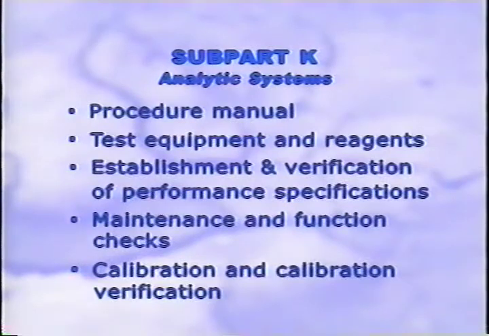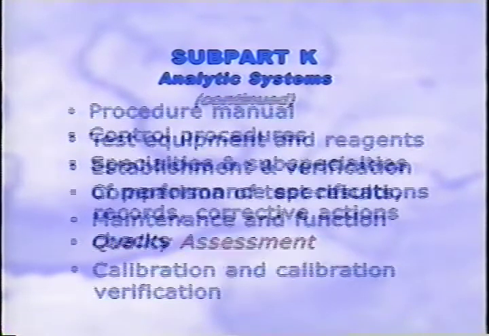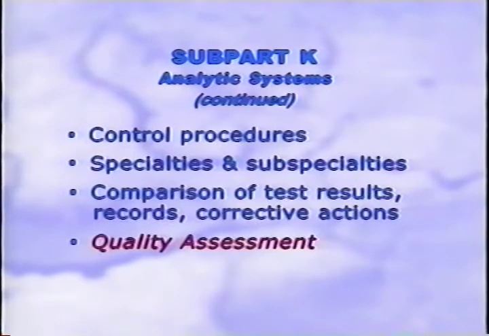The third part of the quality system is analytic systems, and it includes procedure manual, test equipment and reagents, establishment and verification of performance specifications, maintenance and function checks, calibration and calibration verification, control procedures, specialties and subs, comparison of test results, records, corrective actions, and most importantly, quality assessment. You'll recognize this as the QC requirements in the former regulations.